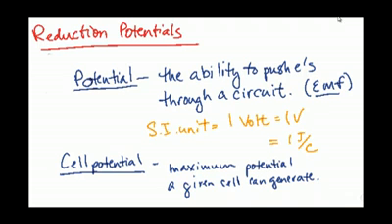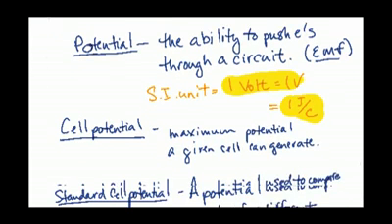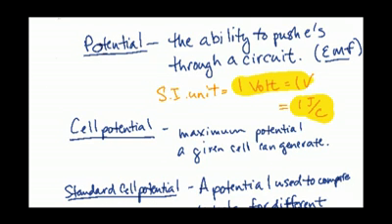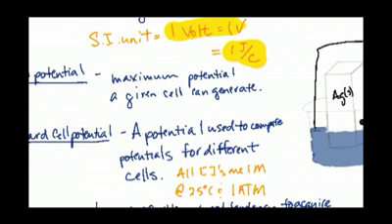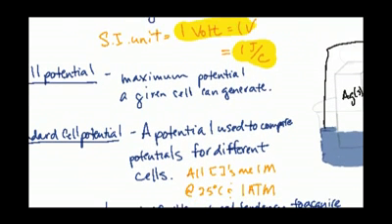The SI unit for potential is going to be a volt, and the volt is equal to 1 unit of energy per coulomb, or 1 joule per coulomb. Cell potential is the maximum potential a cell can generate, and a standard cell potential is a potential used to compare potentials for different cells. For this to be possible, we need all the concentrations to be 1 molar for your electrolytic solutions at 25 degrees Celsius and 1 atm of pressure.